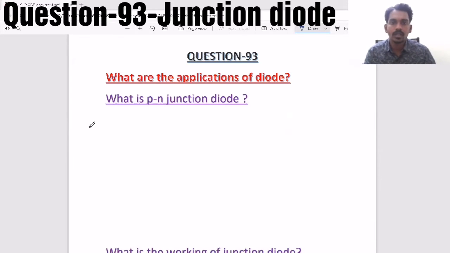Now we are going to study question number 93, applications of diode, or simply, what is a PN junction diode. See, the very first thing is, what is a PN junction diode?